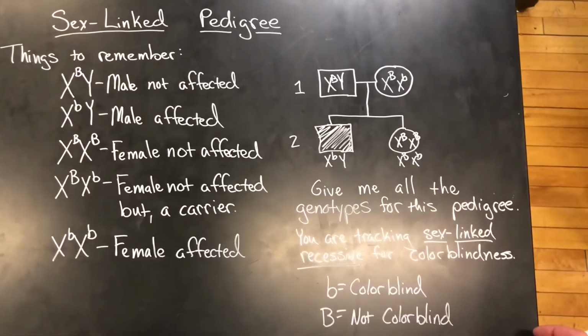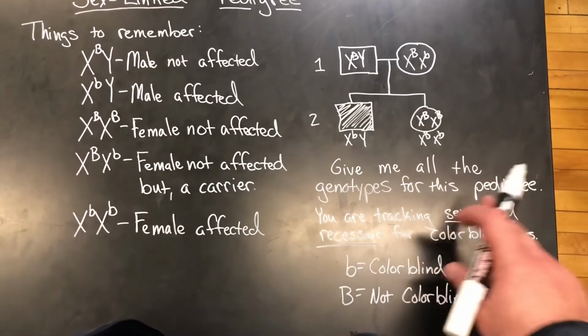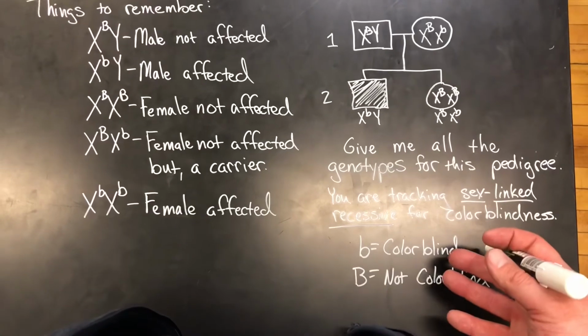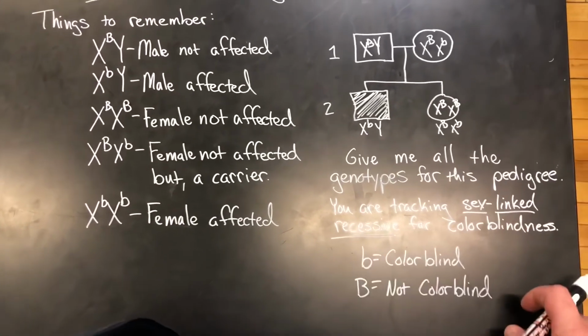All right, rework some of that maybe if you go back and rewatch that video, but this should help you get started with solving sex-linked pedigrees. Just make sure you know what you're tracking, make sure you assign a letter to it, make sure that you know it's recessive. All right, thanks.